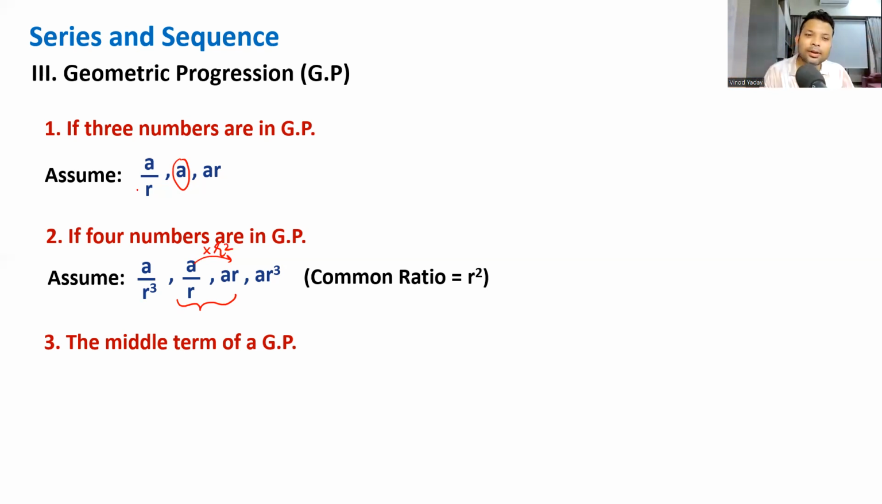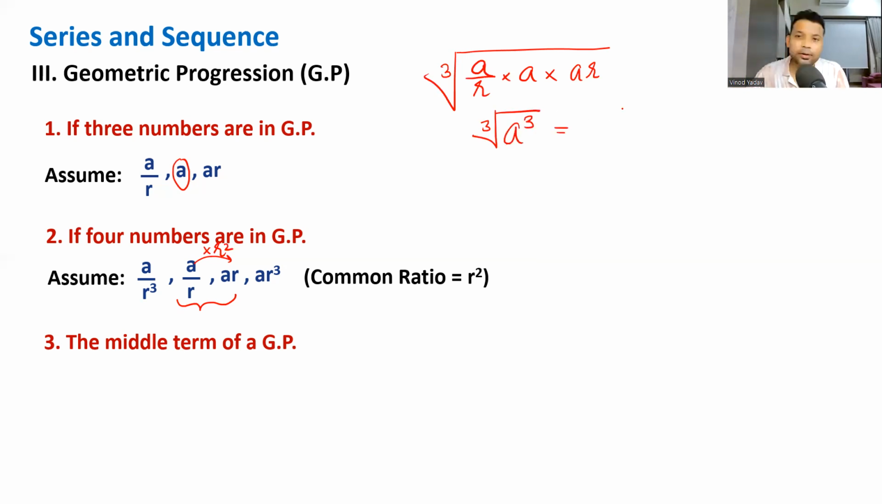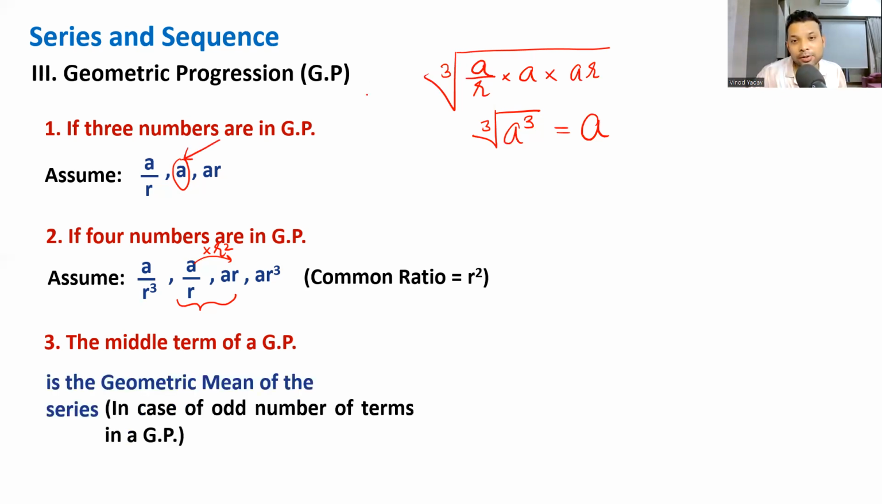Now the middle term of a GP. Let's see, if I take 3 terms of a GP, a by r, a and ar, and find their geometric mean, remember geometric mean? Yes, we have done averages. Product of all these and their cube root, so cube root of a cube, which was nothing but the middle term. So the middle term of a GP is the geometric mean of the entire GP. Of course, if there are an odd number of terms, you will be able to see that middle term or the GM.